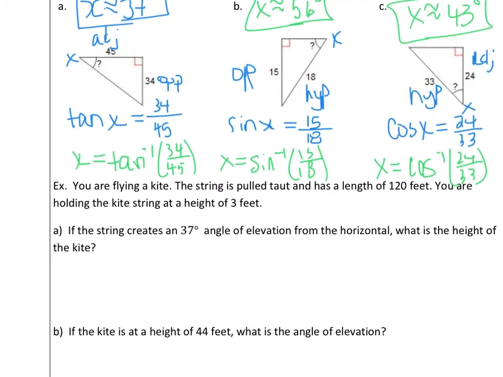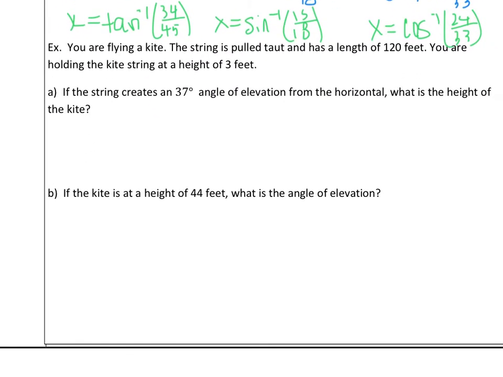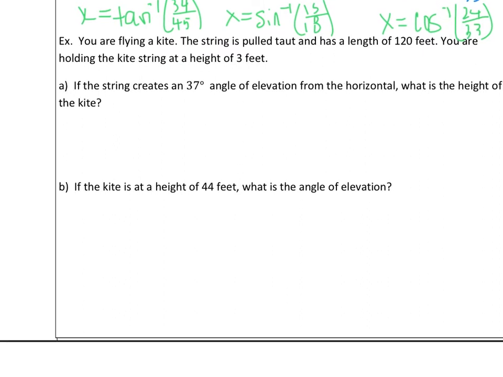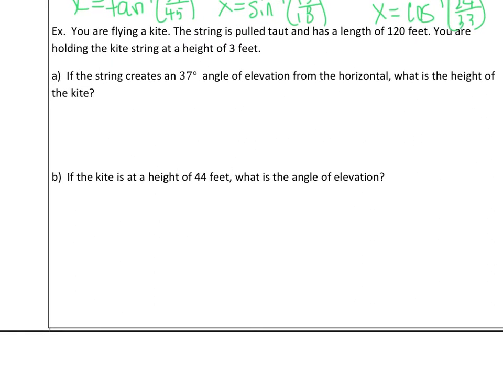Okay, moving on. So here we go. Here's a real life problem. You're flying a kite because it's beautiful kite weather right now. The string is pulled taut and has a length of 120 feet, because you bought the roll, 120 feet. And you're holding the kite string at a height of 3 feet. So 3 feet above the ground is where you're holding your kite string. If the string creates a 37-degree angle of elevation from the horizontal, that would be straight out, what's the height of the kite? So I'm going to draw myself a picture.